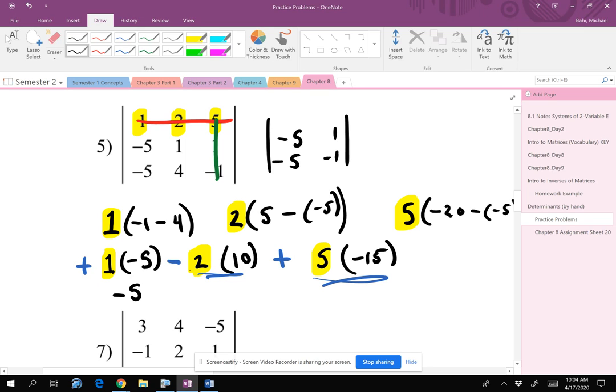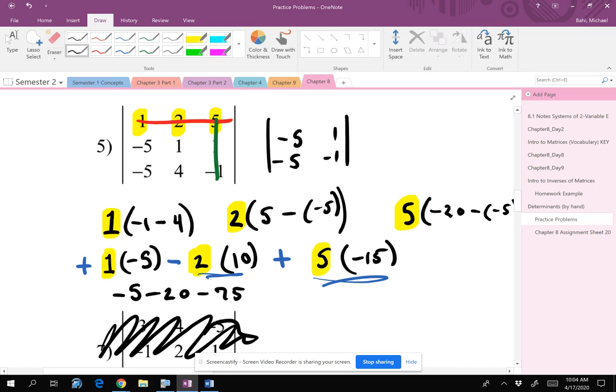So this is -2 times 10, which is -20, and then +5 times -15, which is -75. So we have -5 minus 20 minus 75. That's going to give us -100. So the determinant of the matrix in number 5 is -100.